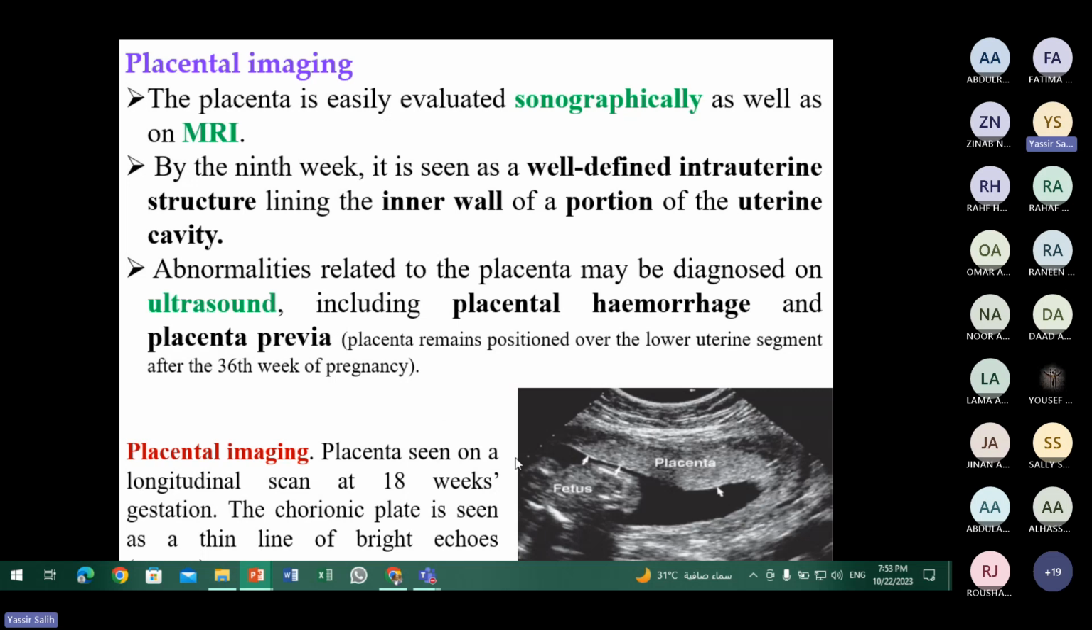So the placenta normally should be in the fundus, يعني بسموها fundal placenta, or in the upper part of the uterus. This is هسه الآن عندنا placental imaging. This is the placenta seen on the sagittal view at 18 weeks. This is a normal placenta.